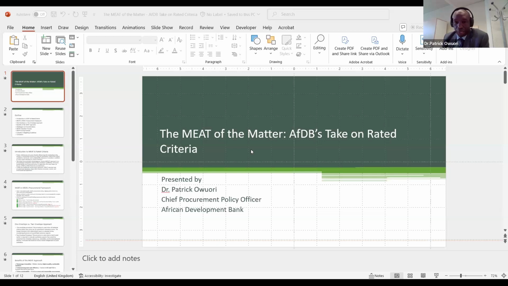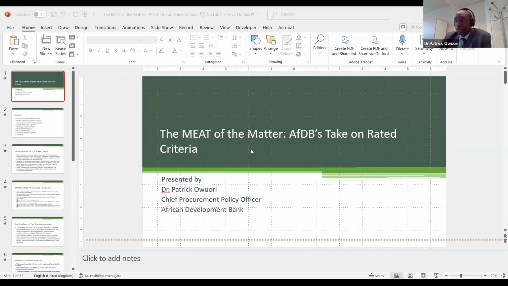So what my presentation will highlight would be what is unique to AFDB and try to avoid things that have already been mentioned. So we'll basically look at what in AFDB we call the most economic advantageous tender, which is our approach to using rated criteria. You will note that with the Asian Development Bank, they have the merit point criteria, and there could be an additional consideration on top of the most economical advantageous tender.